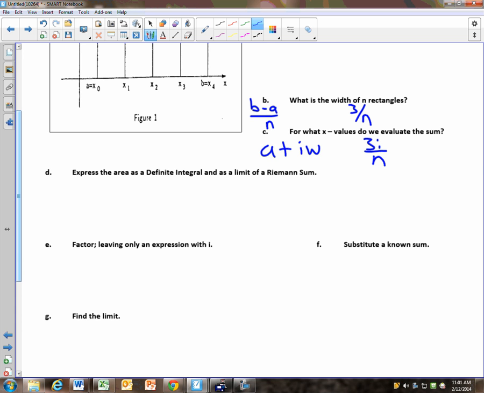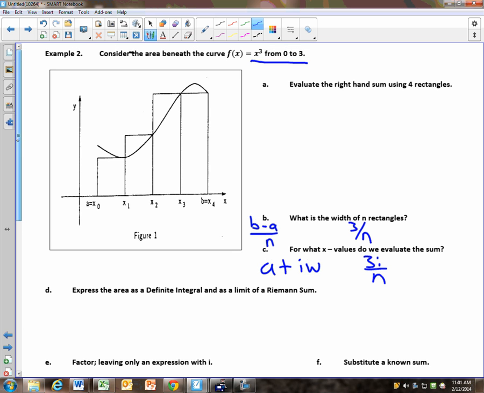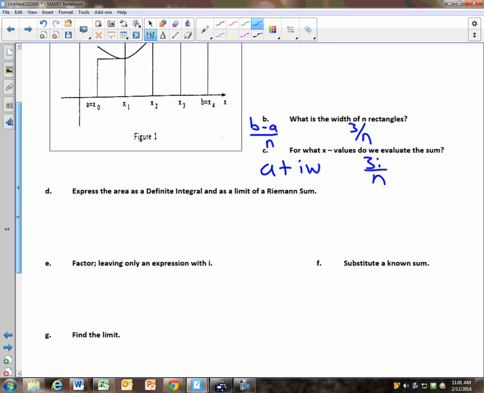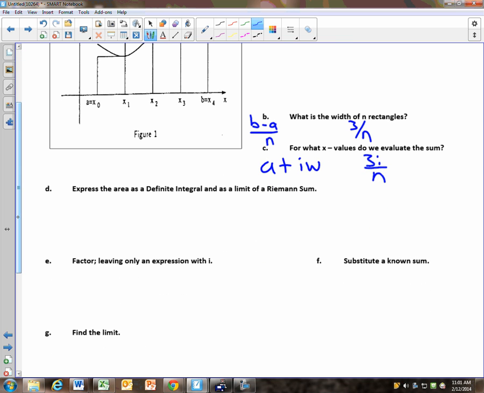Let's show you, okay? The a value is 0. Do you see that? i is the number of rectangles. We got to get rid of it later. So i is which rectangle you're using. The width is 3 over n. So i times 3 over n is 3i over n. Got it?